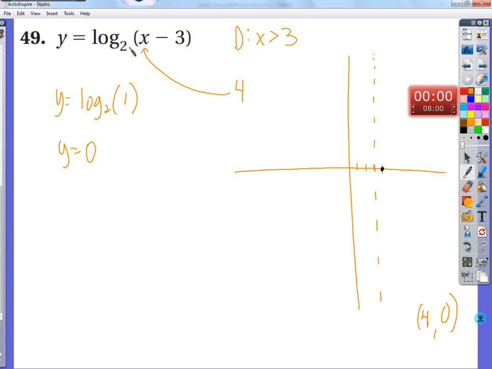So what do you think? Like, what if we put 5 in there? Let's try 5. 5 minus 3 is 2. What's log base 2 of 2? 1. Because 2 to the 1 power is 2. So now you got another point. We put in a 5, and you got a 1. 1 was the output. You got 5, 1.